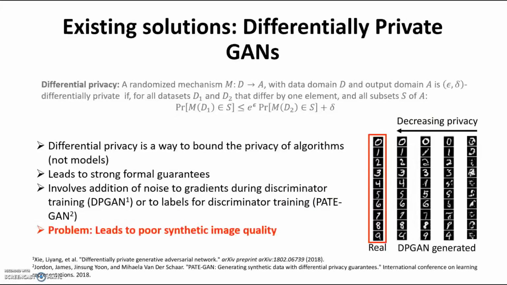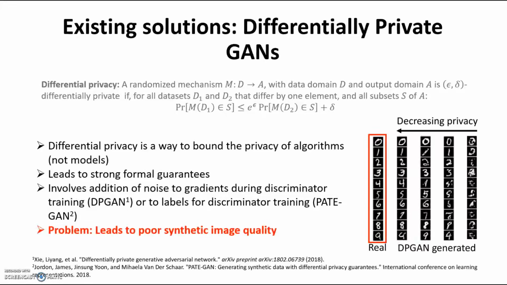So what are the existing solutions to this problem? The most common class of existing solutions are differentially private GANs. As most of you might know, differential privacy is a way to bound the privacy of algorithms, not models, and it leads to strong formal guarantees. It involves the addition of noise to gradients during discriminator training, as in DPGAN, or adding noise to labels for discriminator training, as in PattyGAN.